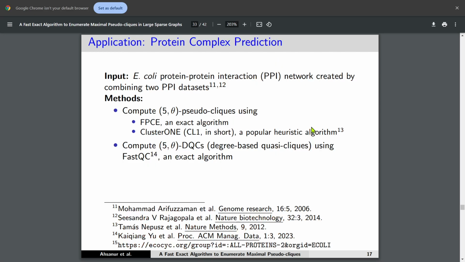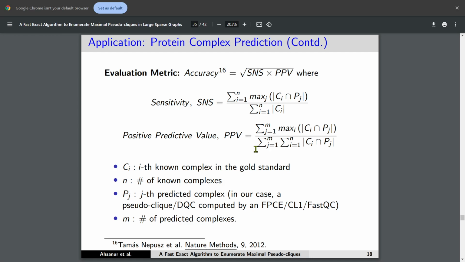We show an application of pseudo-cliques for protein complex prediction. For this purpose, we compute pseudo-cliques in a PPI network using FPC and CL1, which is a heuristic pseudo-clique miner. We also compute DQCs in that network using fastQC, an exact DQC miner. We use a commonly used metric called accuracy to compare pseudo-cliques with known protein complexes, whose formulas are defined here.